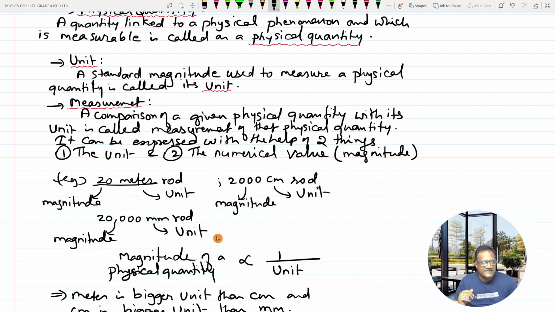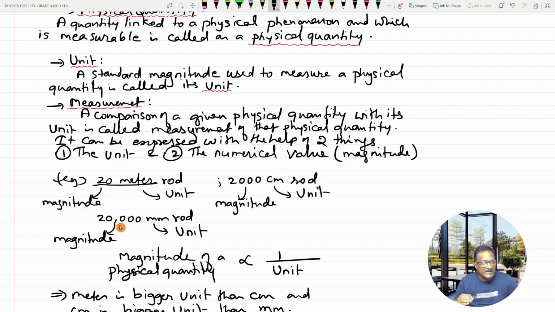Now let us express the same length of the rod in millimeter. So in millimeter, you will say that it is a 20,000 millimeter long rod. Okay. So when you say that a rod is 20,000 millimeter long, what it means is the measurement says that 20,000 is the magnitude part of that measurement and the unit is millimeter. Okay.